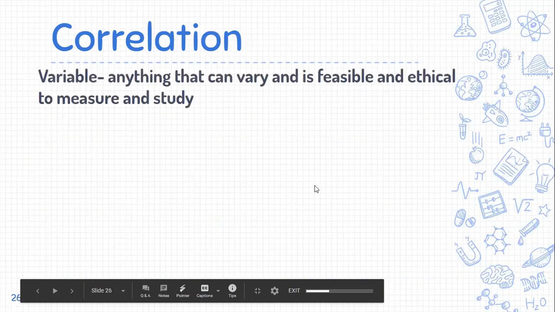All right, then you have something called a variable, which is anything that can vary and is feasible and ethical to measure and to study.